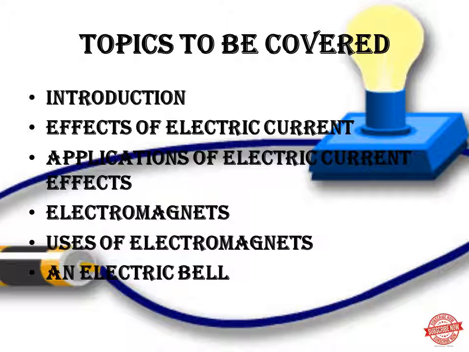So now we are going to cover the effects of electric current. Already we have covered the lighting effect and heating effect, and also their applications. So today we are going to continue with the magnetic effect of electric current, electromagnets, uses of electromagnets, and electric bell.